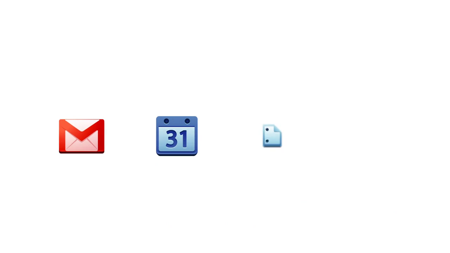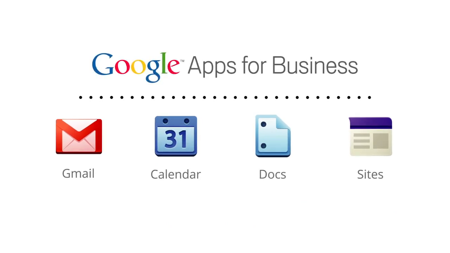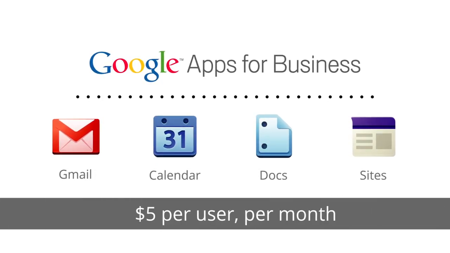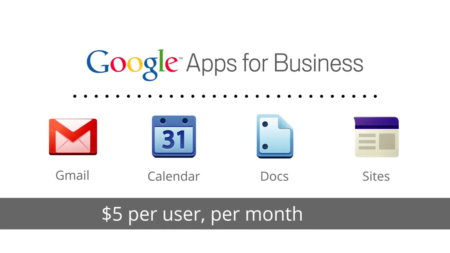Gmail, Calendar, Docs, and Sites make up the core of the Google Apps suite and cost just $5 per user per month. That's $5 for a whole lot of productivity.